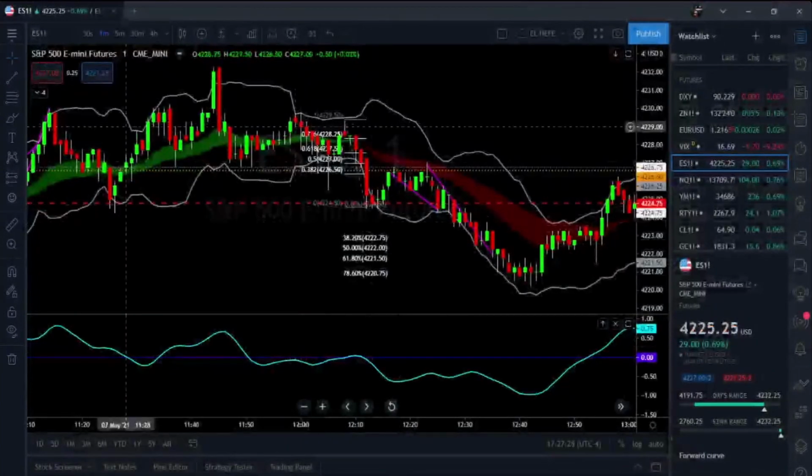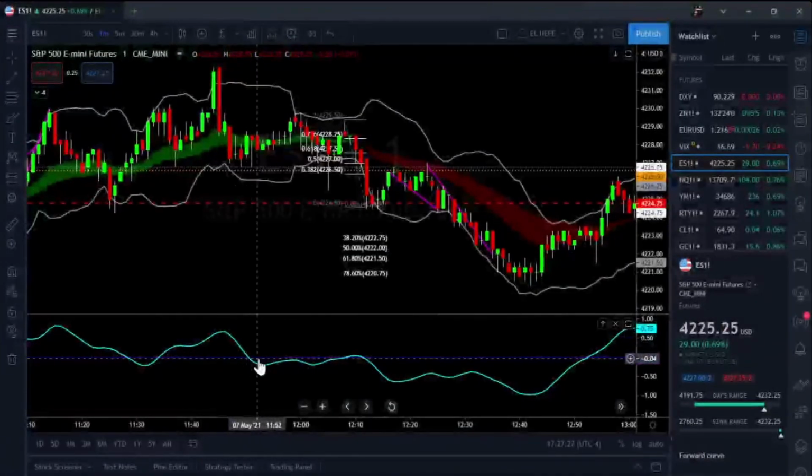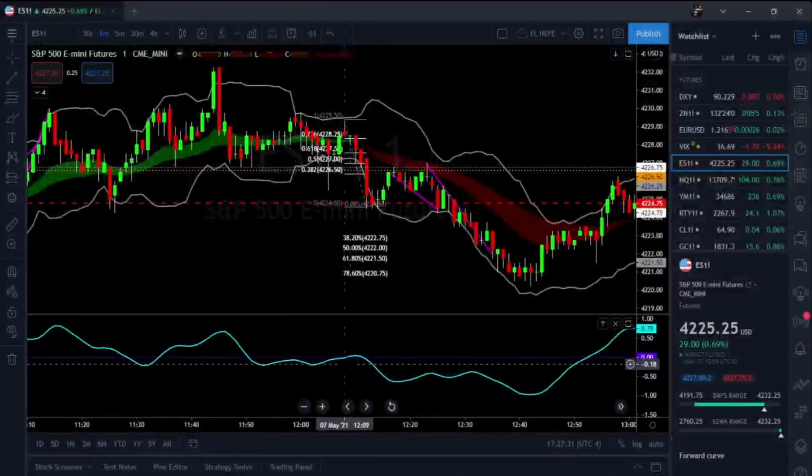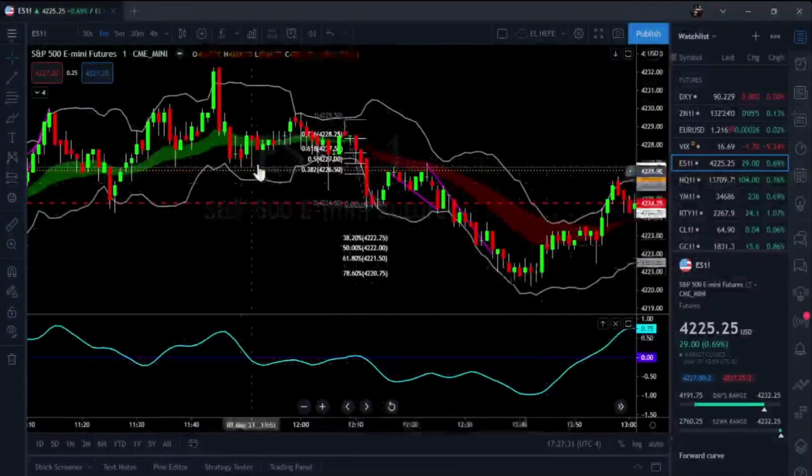Let's just look a little further to the right. Nothing to do right here at all. We didn't break the zero line. We broke the zero line right here.